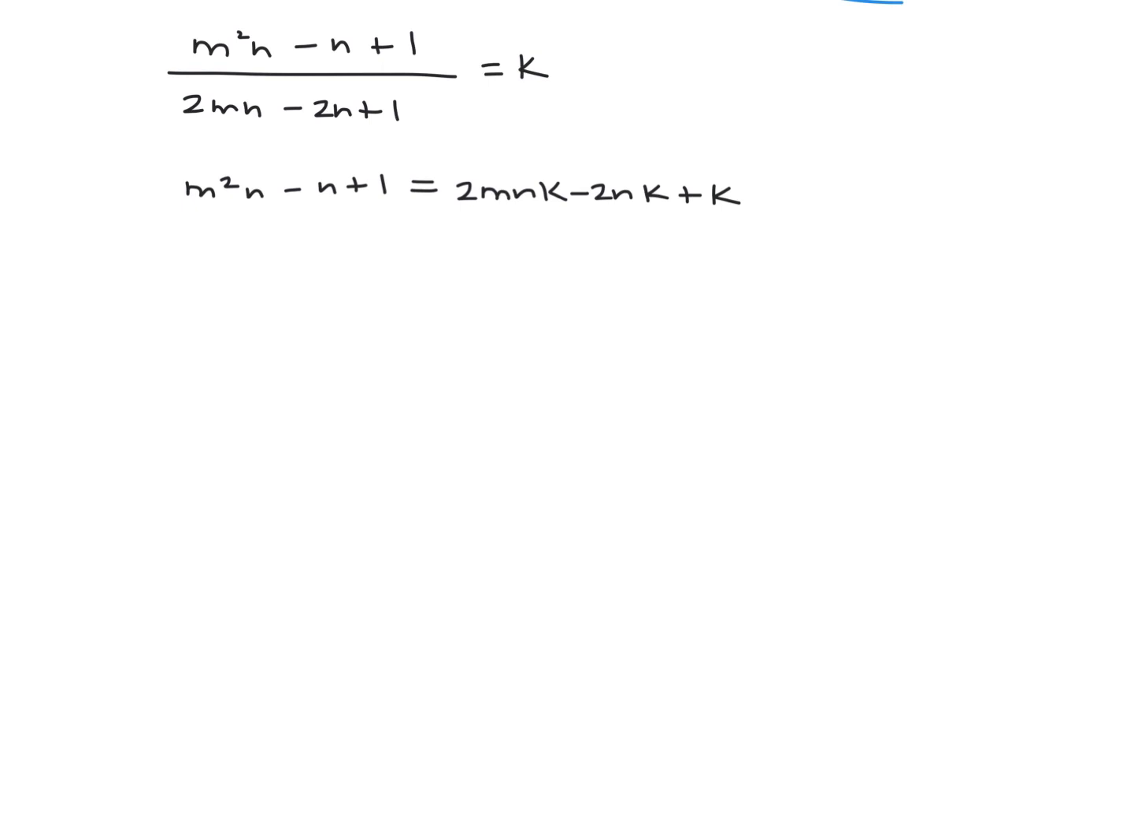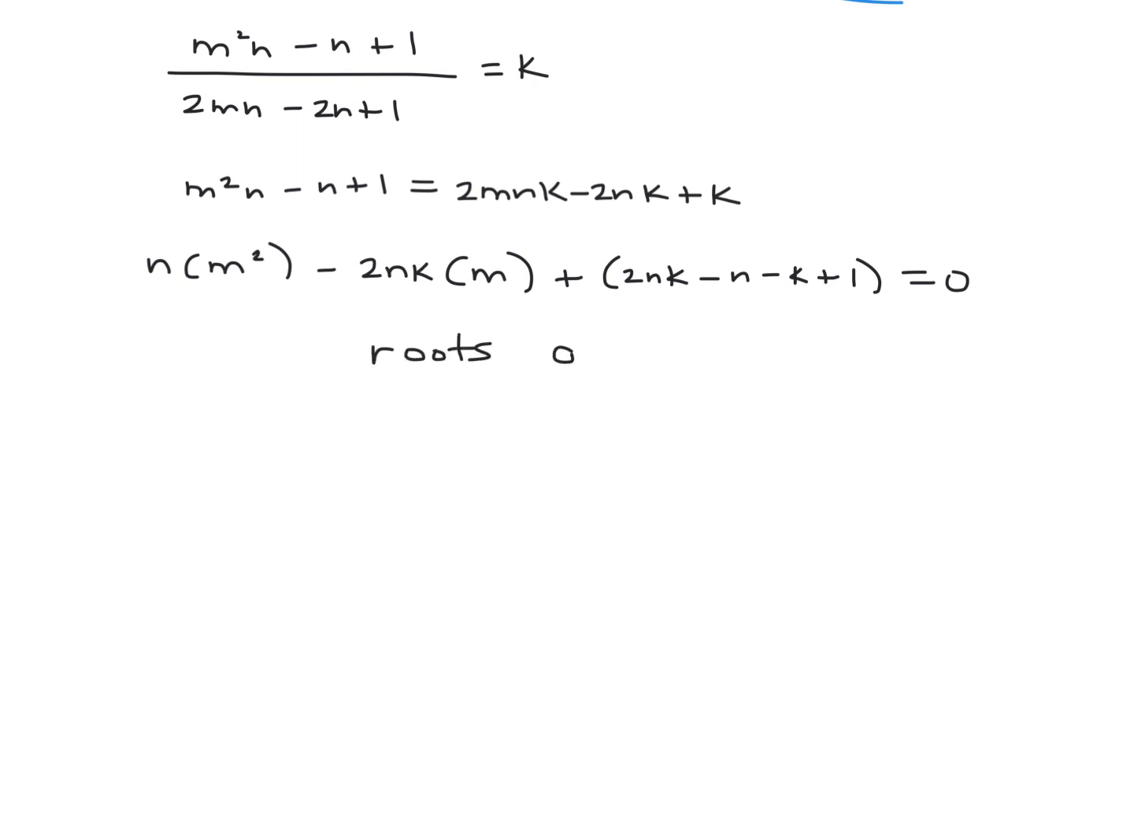Okay, let's make this into a quadratic, like at least put it in that form. So I've got n as a coefficient, m squared. Then I've got 2nk as a coefficient for m. And then I got a bunch of stuff that doesn't have m in it. So 2nk minus n minus k plus 1. And that equals 0. So this is a quadratic equation, basically. And m is an integer, as they said in the question. So if m is an integer, then that means the roots of this equation are integers.